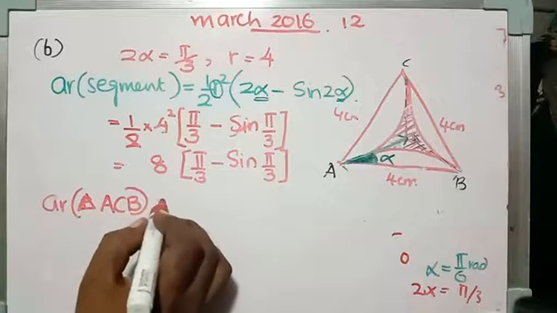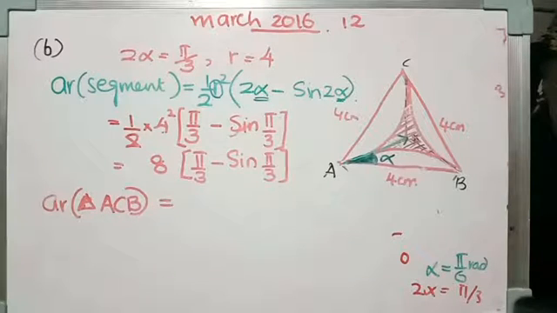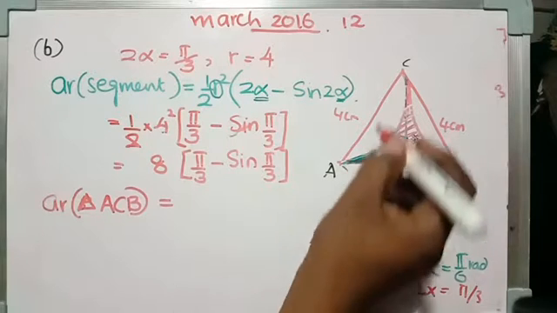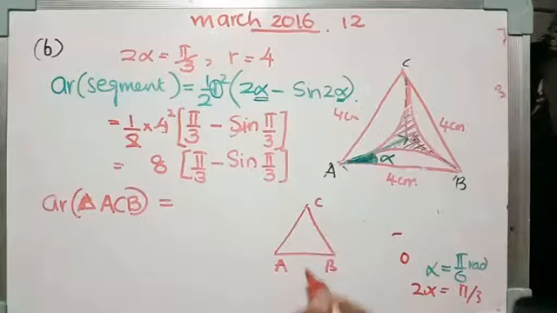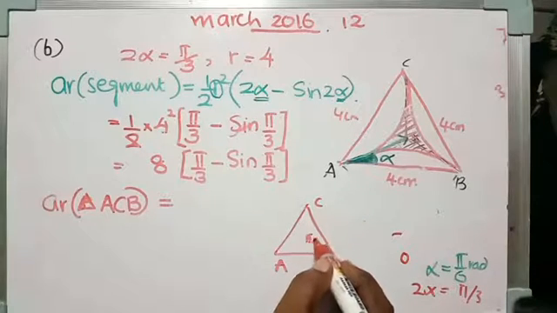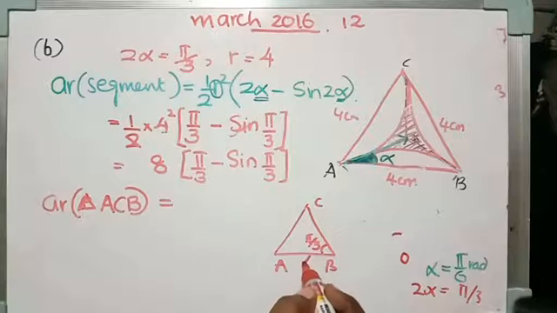To find the area of an equilateral triangle, we can use two methods. One is the direct use of the formula: area of an equilateral triangle is equal to root 3 by 4 a squared. Otherwise, in this equilateral triangle ABC, each angle measures 60 degrees or pi by 3 radian. Thus, these two sides measure 4 centimeter each.